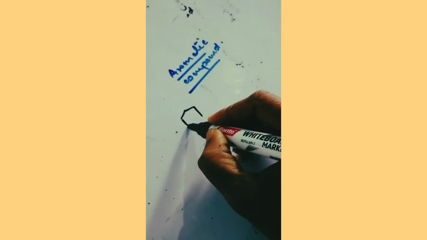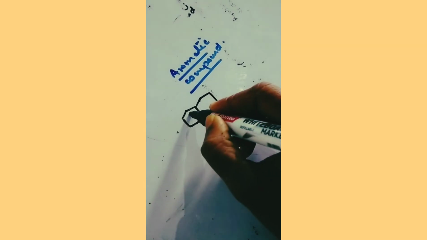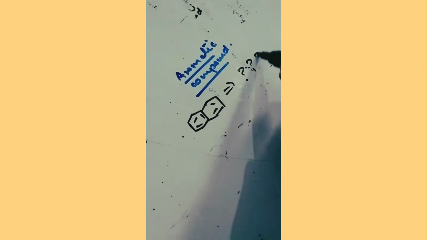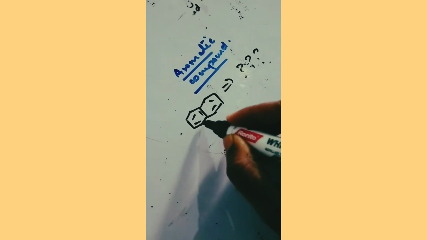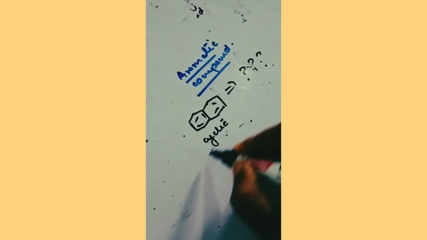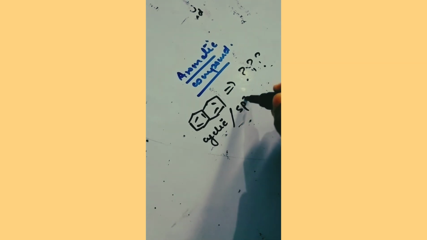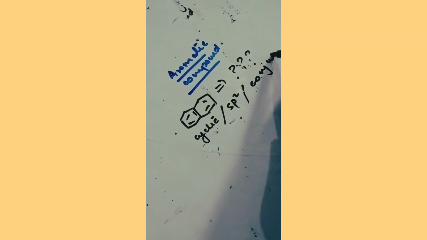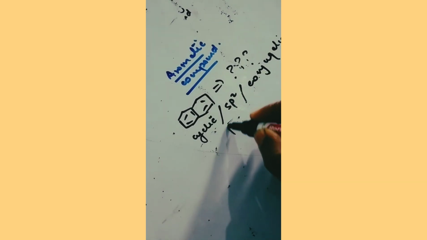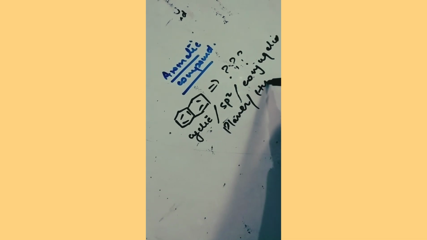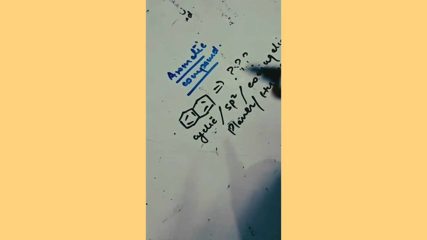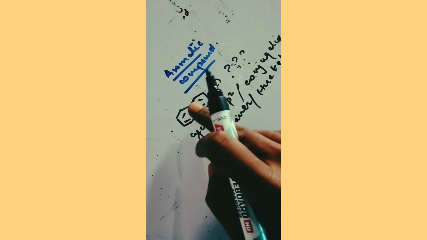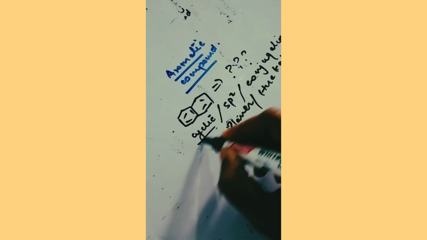Suppose this one. The question will be asked: is this compound aromatic or not? First of all, the compound must be cyclic, the hybridization must be sp2, it must be an alternate conjugated system, it must be planar, and it must follow the Huckel rule. So one by one we will see whether this structure follows the rules or not. First of all, this is cyclic.